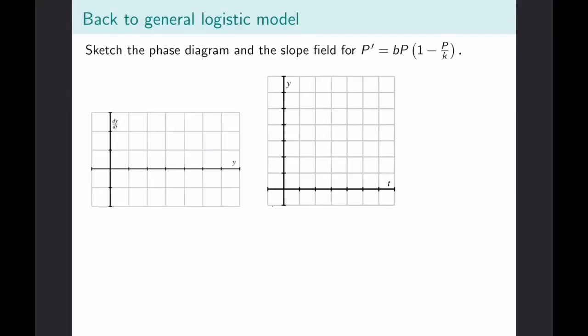Last class, we talked about phase diagrams and slope fields, so let's bring it back to the logistic model, the density-dependent model that we started this chapter with, and produce a phase diagram and the slope field for it.